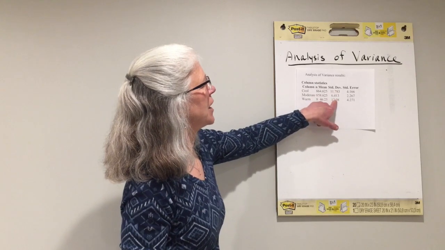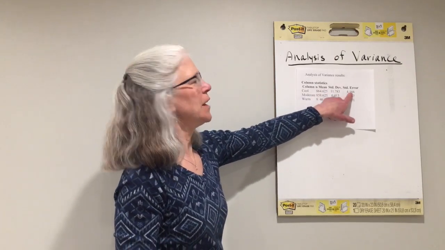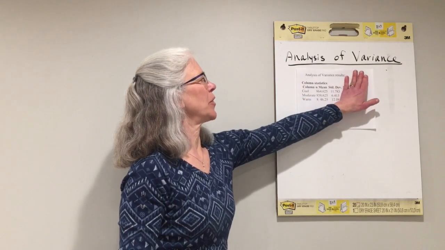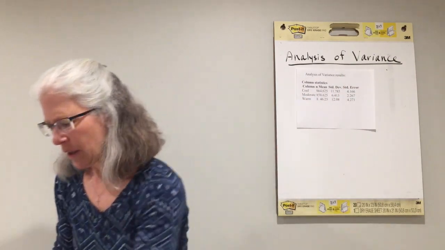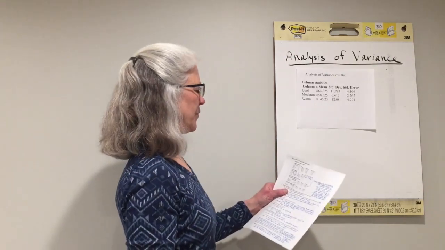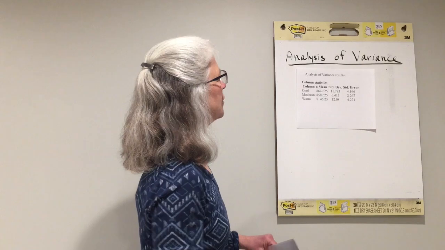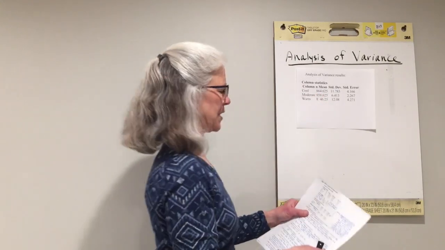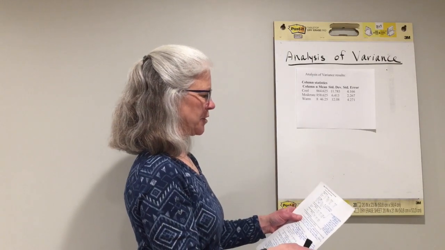And then we have the standard deviation for each group and the standard error for each group. The standard error is the standard deviation divided by the square root of n, and we're just not going to worry about that. So let's look at the descriptive statistics and describe the means. Which group was the most productive on average? Well, that was the cool group, and the warm group was the least productive on average.